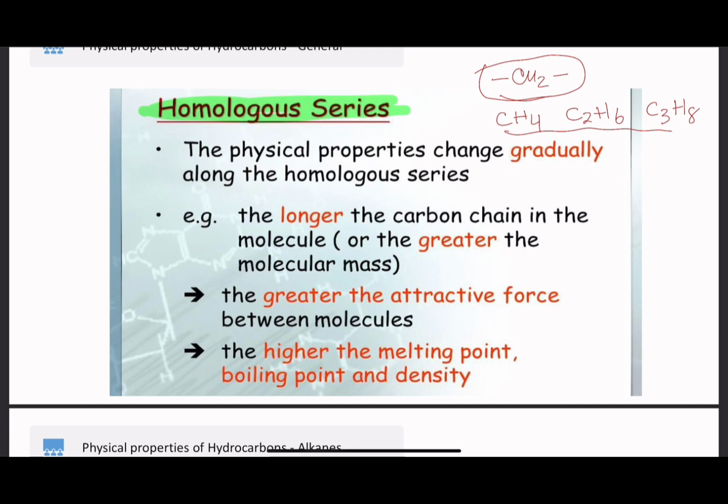Okay, so the physical properties change gradually along the homolog series. It doesn't change all of a sudden, but it changes gradually. The longer the carbon chain in the molecule, the greater the molecular mass. We already know about this, right? So the greater the attractive force between molecules, as the carbon chain gets longer, which I will explain in the next slide. So the greater attractive force also means that we will have higher melting point, boiling point, and density.